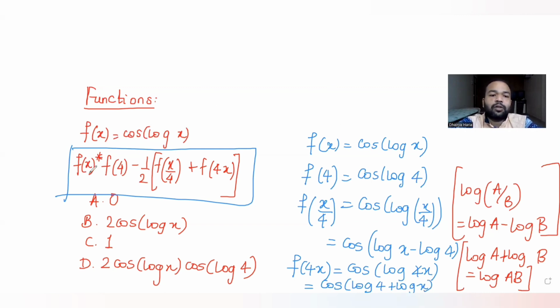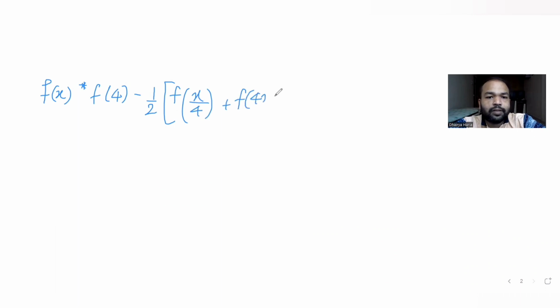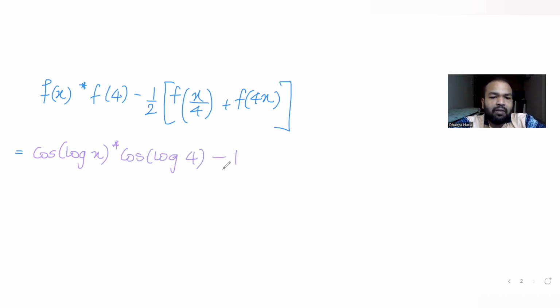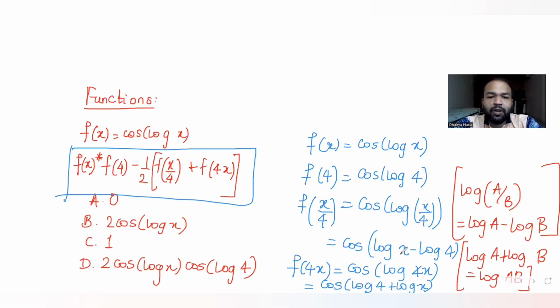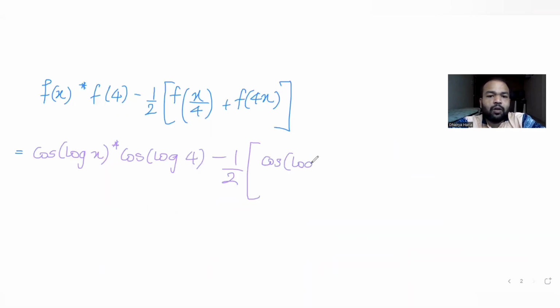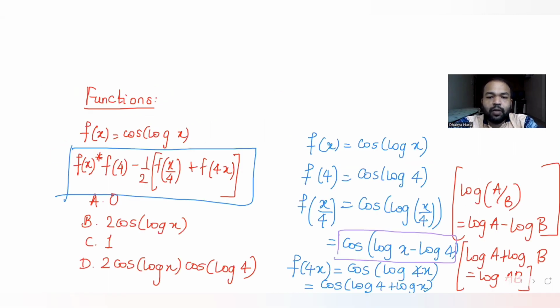Now let's try to solve this further after putting all of these ideas into this function which is given to us. So if I write that expression which is asked for, f of x into f of 4 minus half into f of x by 4 plus f of 4x. So now if I put all the values which I have here already with me, f of x was cos of log x into cos of log 4 minus half. F of x by 4, we already know that is cos of log x minus log 4, plus f of 4x is also known to us, cos of log 4 plus log x.